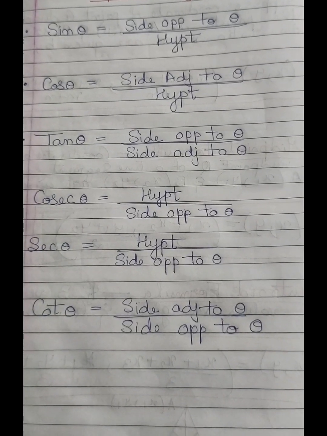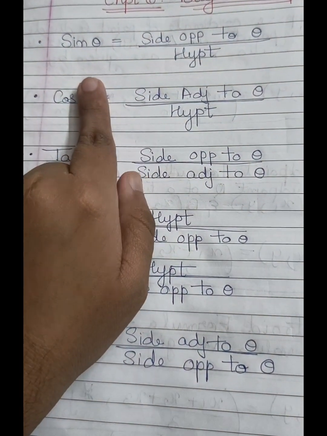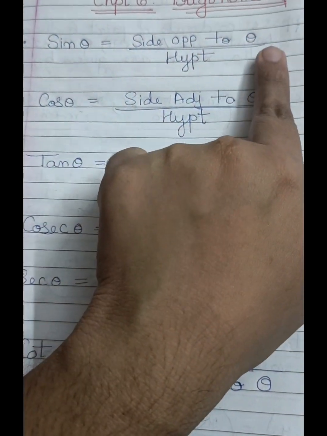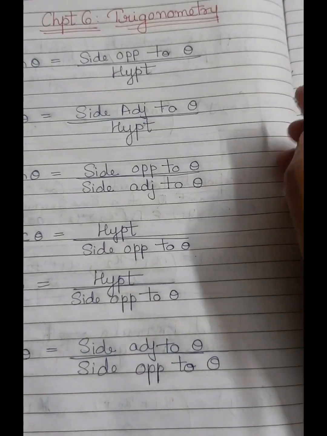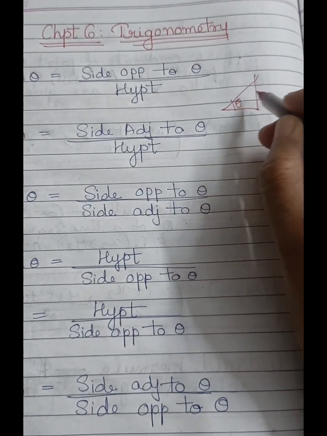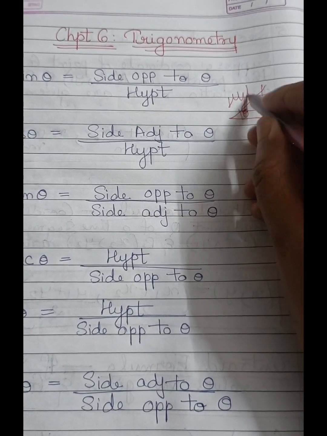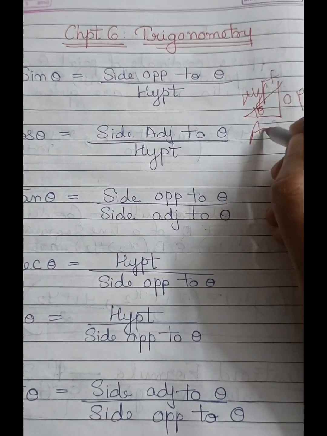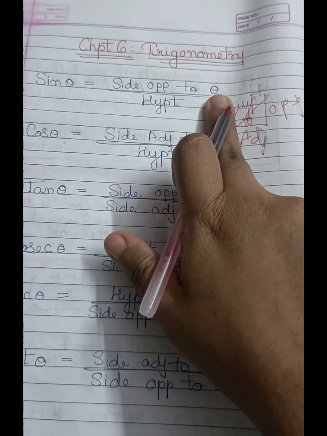Next one is trigonometry. First we will learn the basic concept. Sin theta is opposite to theta upon hypotenuse. Now if I have a triangle here, a right angle triangle, and this is my theta, so this will be opposite to theta, this would be hypotenuse, and this would be adjacent. So sin theta would be opposite upon hypotenuse.